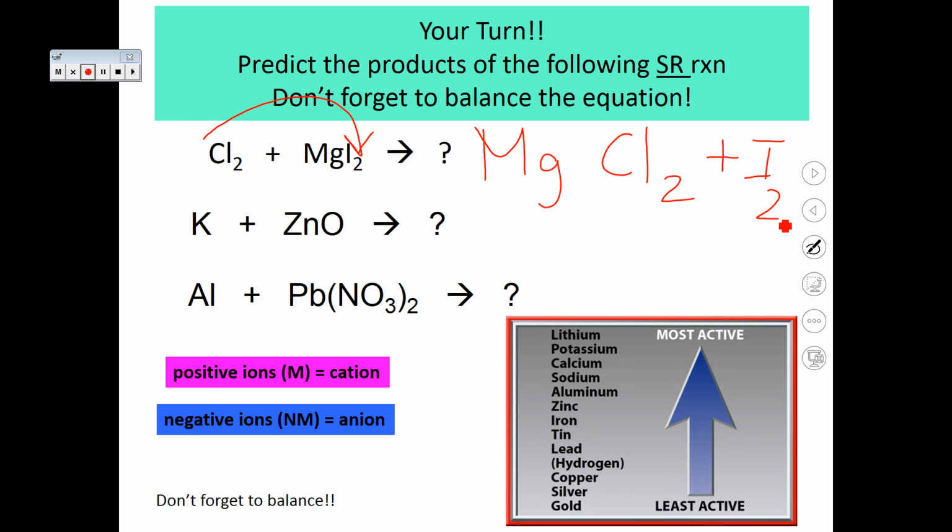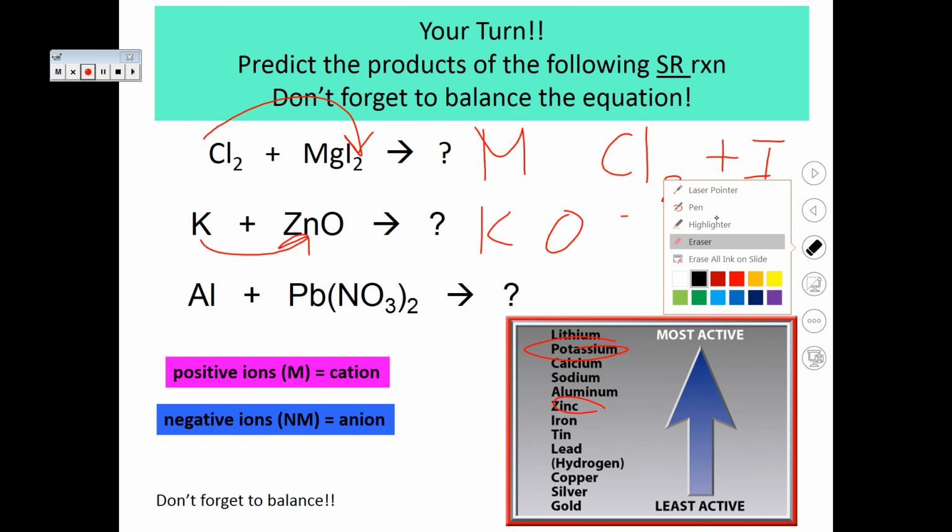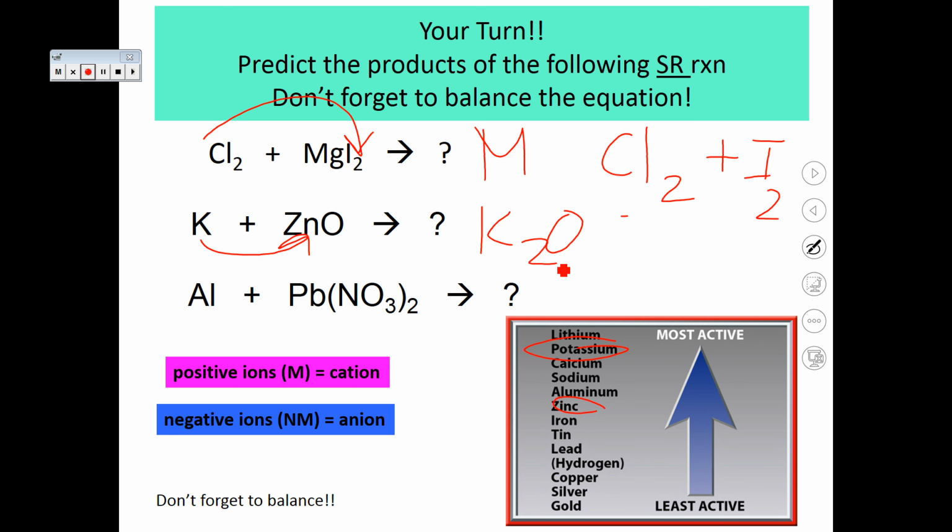Potassium plus ZnO. The potassium is going to replace the metal zinc. Potassium is all the way up here, so it's definitely going to be higher up than zinc down here. So this will be K plus 1, O2 minus. So when you drop and swap, that becomes K2O plus Zn. Do not write anything down there because it's not diatomic.